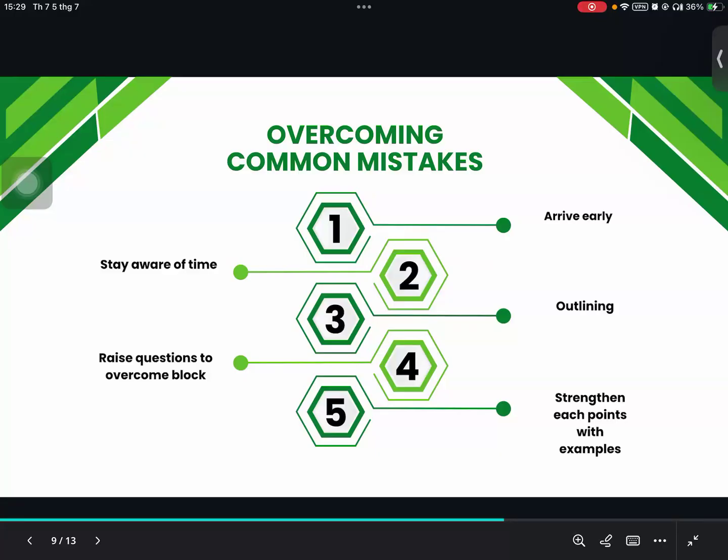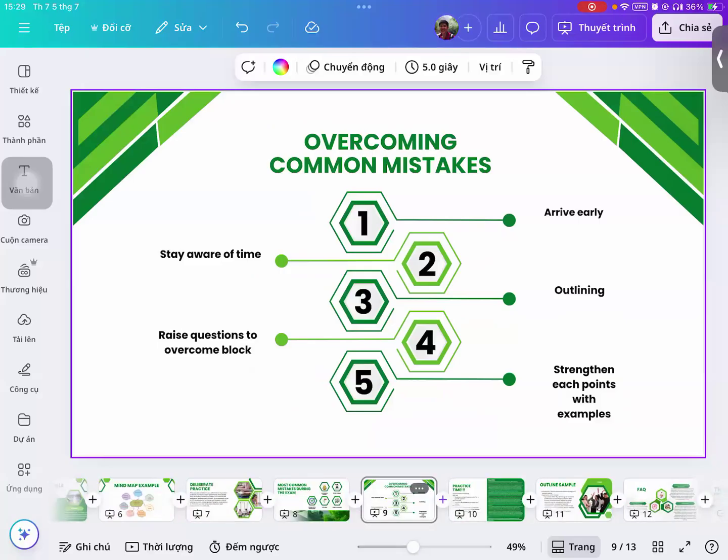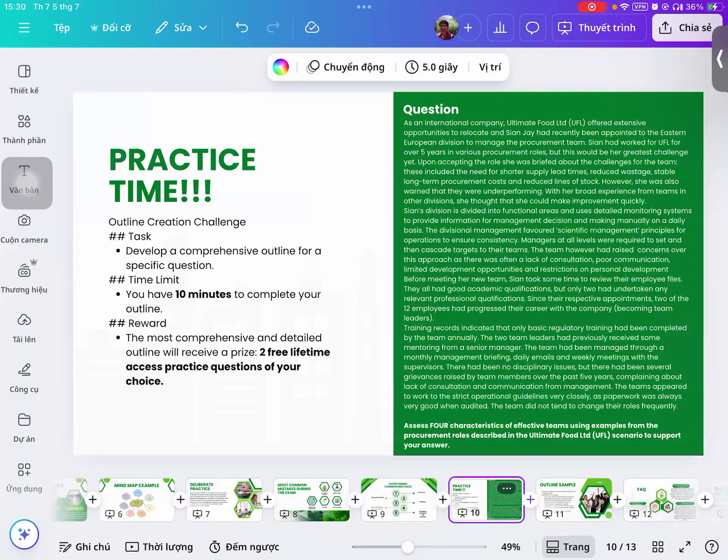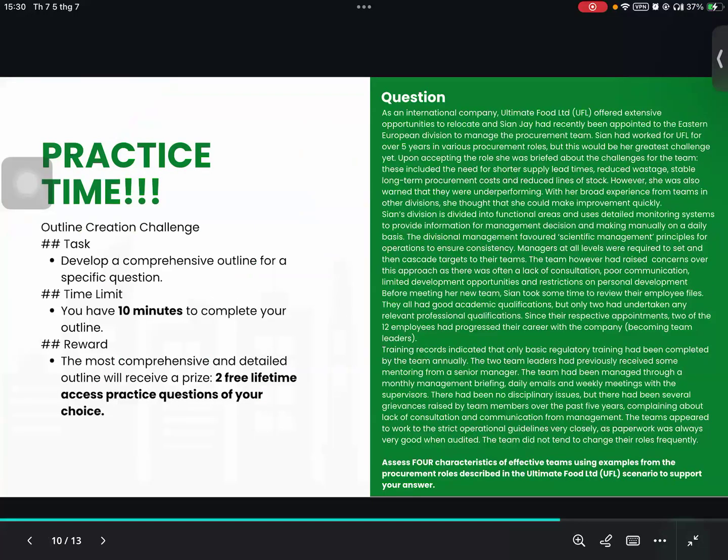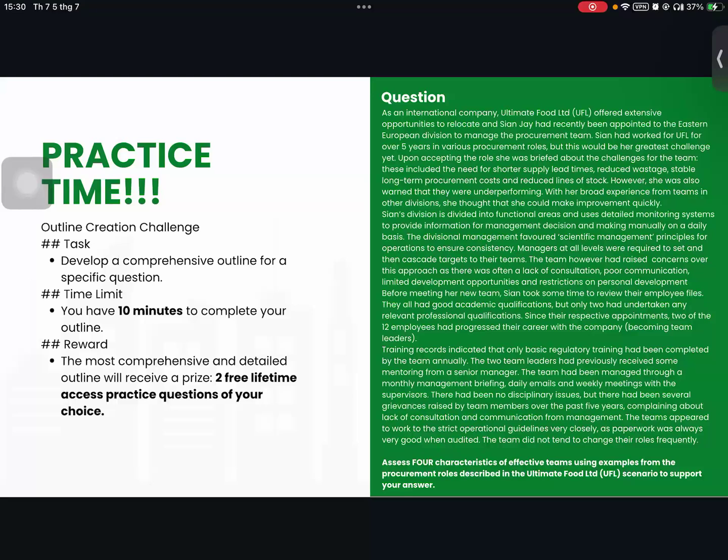I think it is enough for you to understand some facts when you are writing the text. Now I think that we should have some time for practice, and of course we shall have a small prize for today's question. Here you will have a task.